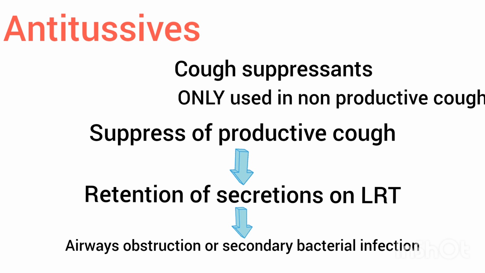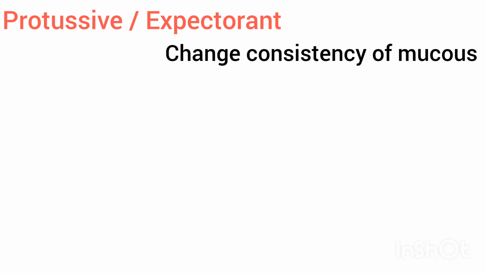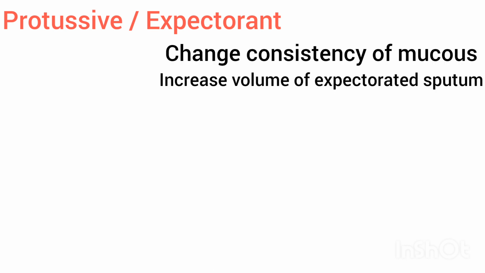In other words, if you have a productive cough and take an antitussive, which raises the coughing threshold, you will not be coughing up those secretions, and those secretions will be stuck in your respiratory tract, causing problems such as infection. Protussives or expectorants change the consistency of mucus and increase the volume of expectorated sputum.